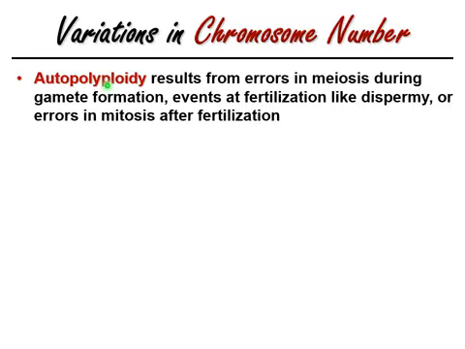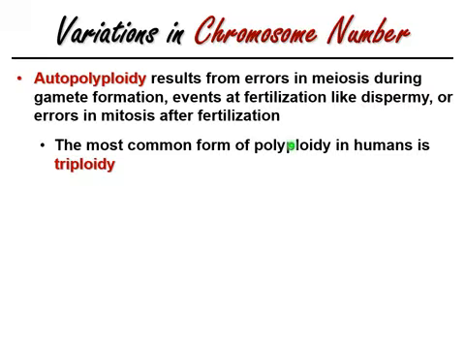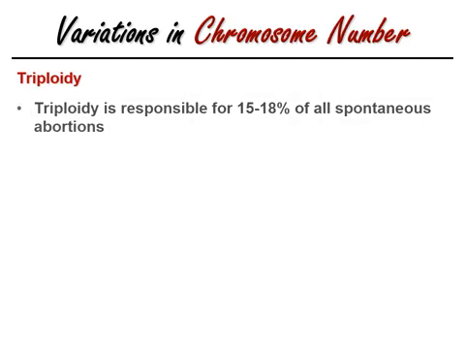So autopolyploidy, like I said, results from errors in meiosis during gamete formation, or events at fertilization. I mentioned dispermy. It could also be errors in mitosis after fertilization. And so the most common form of polyploidy in humans is triploidy. Triploidy is responsible for 15 to 18% of all spontaneous abortions.